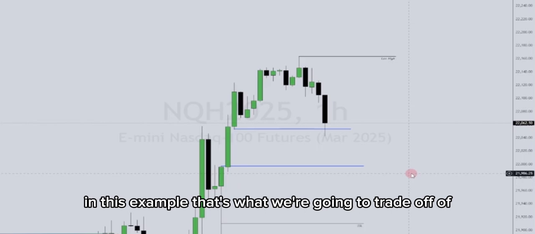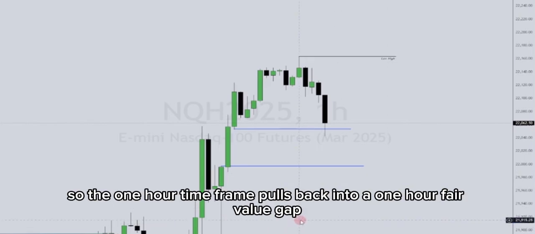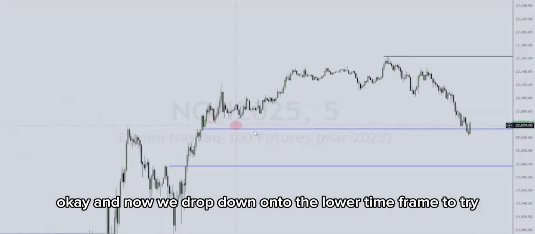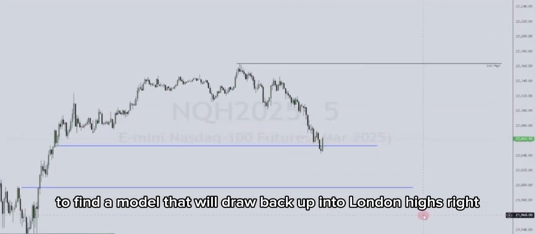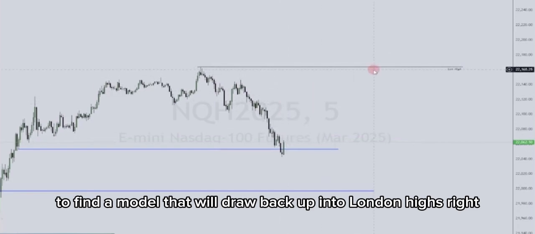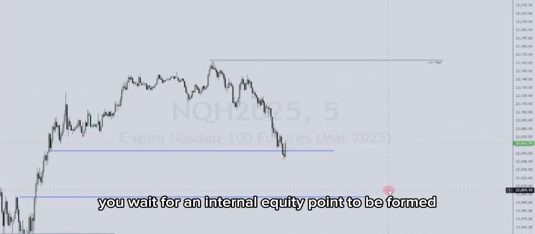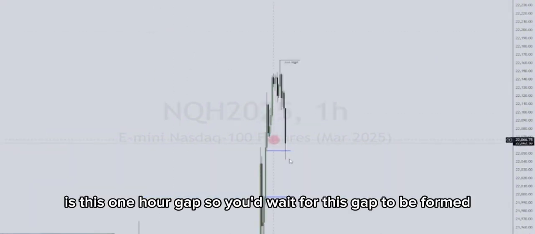In this example, that's what we're going to trade off of. So the 1 hour time frame pulls back into a 1 hour fair value gap. Okay. And now we drop down onto the lower time frames to try to find a model that will draw back up into London highs, right? It's very, very simple. You wait for an internal liquidity point to be formed, which in this example, like I said, is this 1 hour gap.